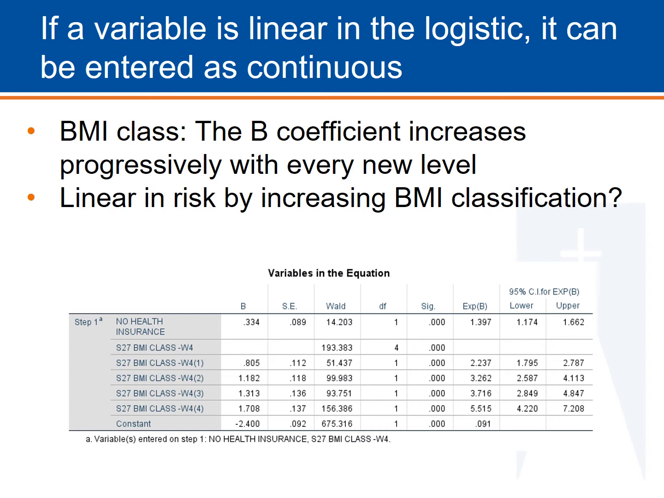Something that we aren't making use of in this class, but an essential fact to know for the future, is that continuous variables can be entered into a logistic model, but they have to be tested first for linearity in the logistic, and by extension, linearity in risk. If you look at the B values for increasing levels of BMI classification, you see the BMI goes up in an almost linear way. For example, there's an increase in risk of 0.2 or 0.3, but the jump from class 3 to class 4 is much higher. So there is a progressive increase, but it is not quite linear in the logistic.